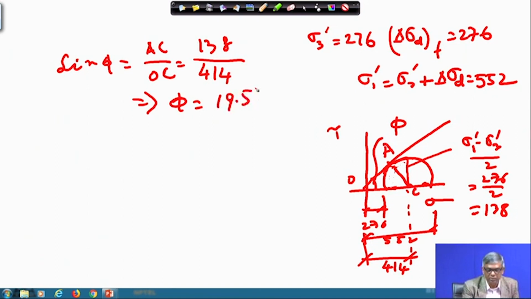And if you know this phi, then I can find out theta, or you can measure the theta here directly. Otherwise, theta equal to 45 degrees plus phi by 2, and that will be equal to 54.75.